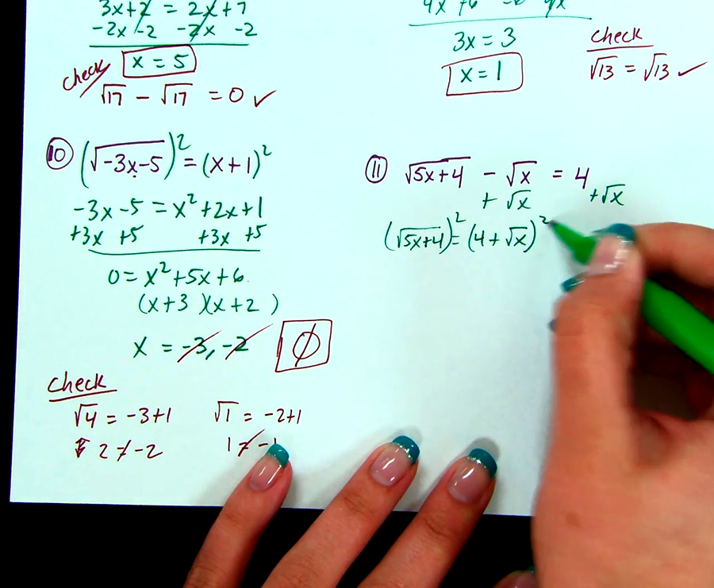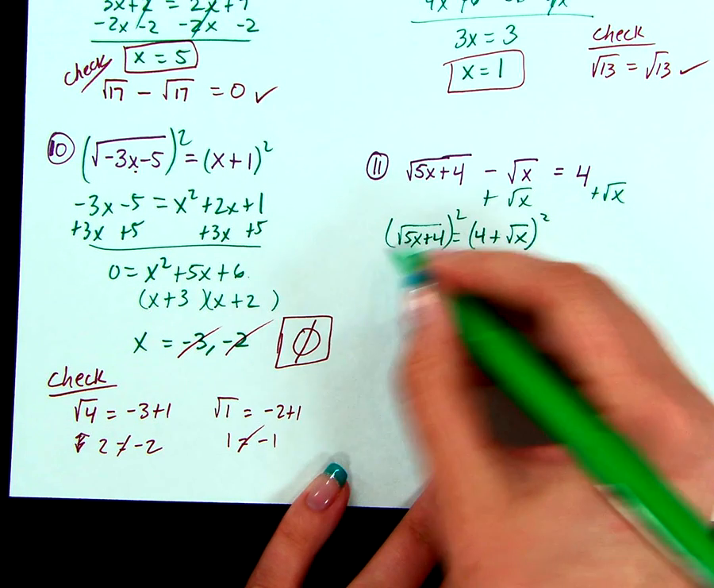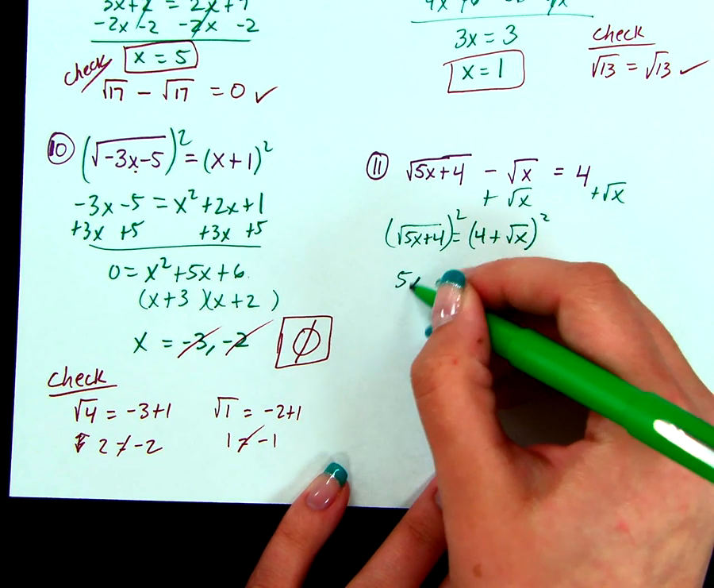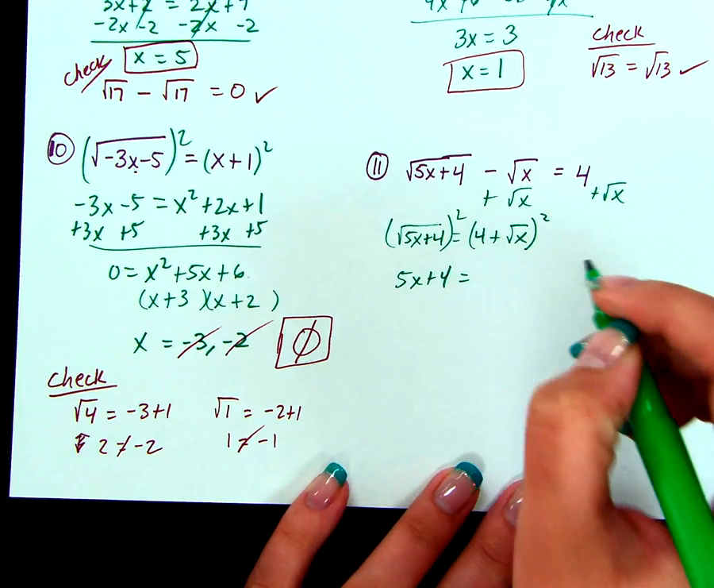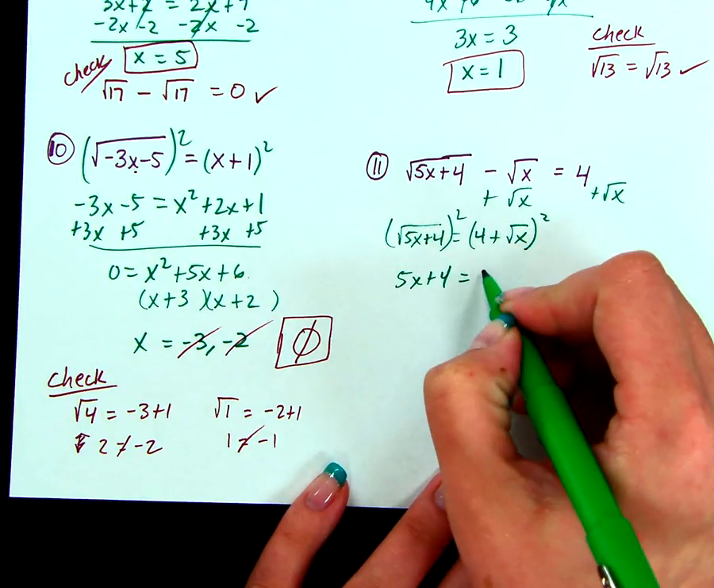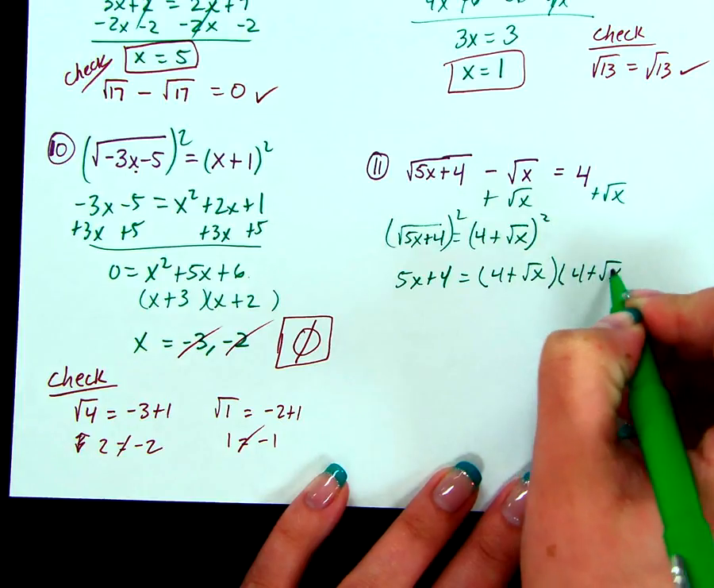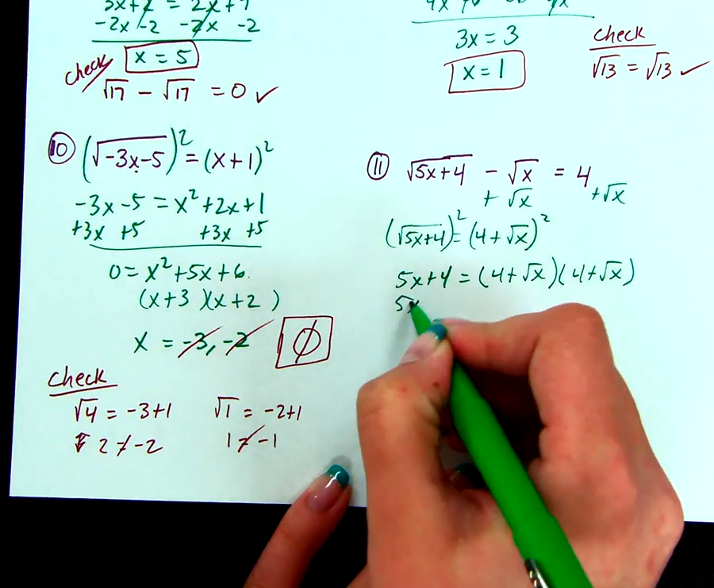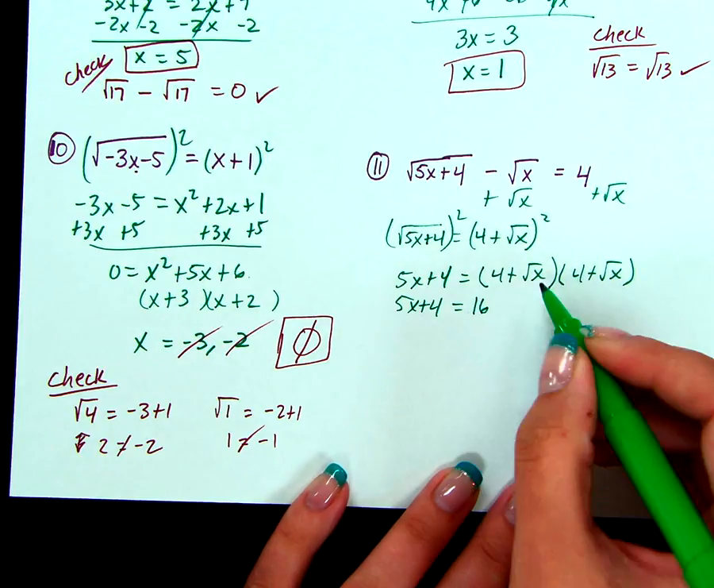And again, when we are squaring this side, this is really a binomial. So on this one, the radicals cancel nicely, so 5x plus 4. But on this side, to square it, I need to FOIL. So we have 4 plus the square root of x times itself. So 5x plus 4 equals 4 times 4 is 16.